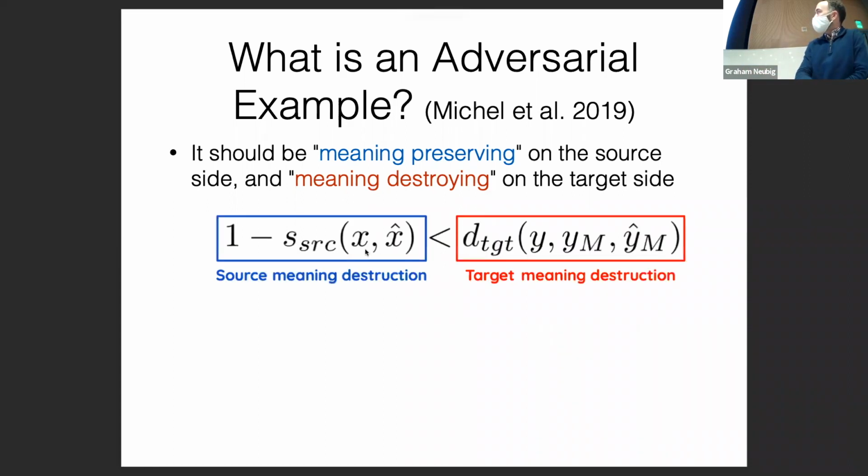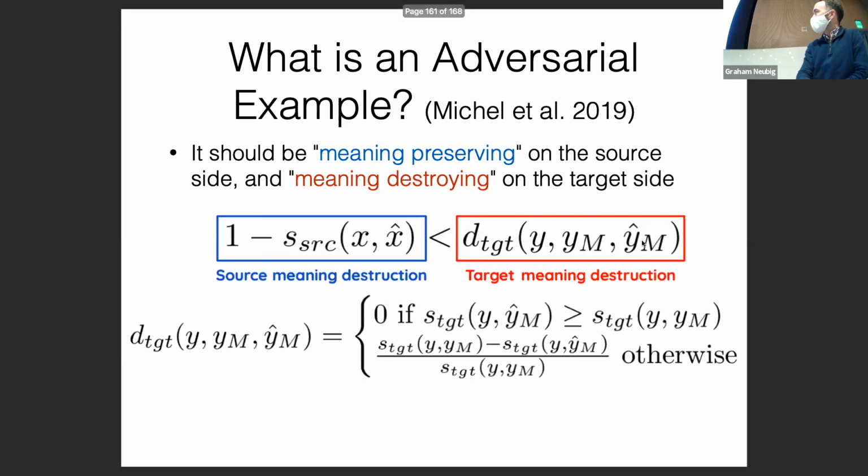So basically, we have source meaning destruction, which is one minus the semantic similarity of the source and the adversarial source. And then target meaning destruction is calculated over the reference, the output of the non-adversarial input and the output of the adversarial input.